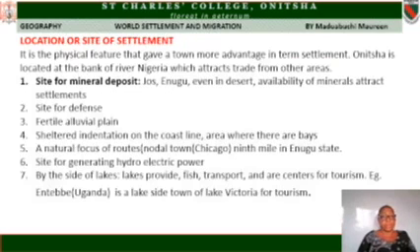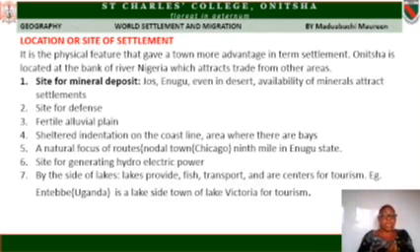Location or sites of settlement. This is the physical feature that gave a town more advantage in terms of settlement. Onitsha, for example, is located at the bank of River Niger, which attracts trade from other areas. Then we continue with the location. 1. Site for mineral deposit. Enugu is known for coal, so it's coal that attracted the settlement at Enugu. It is tin that attracted the settlement at Jos. Even in the desert areas, once there is a mineral deposit, it will attract settlement in that area because man is an economic man.